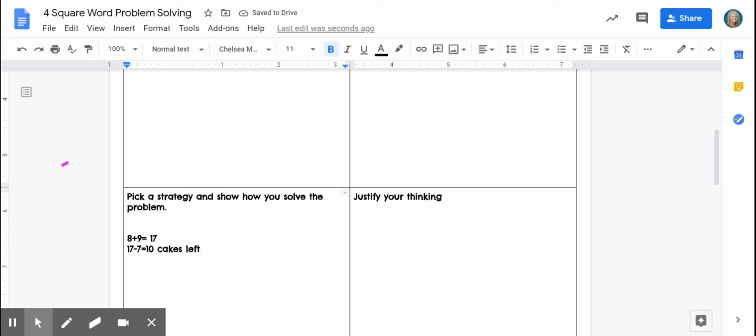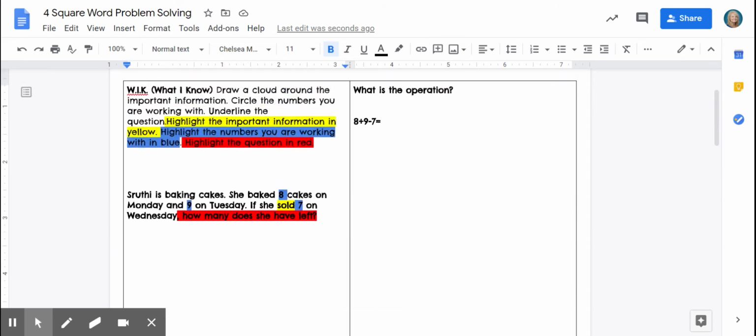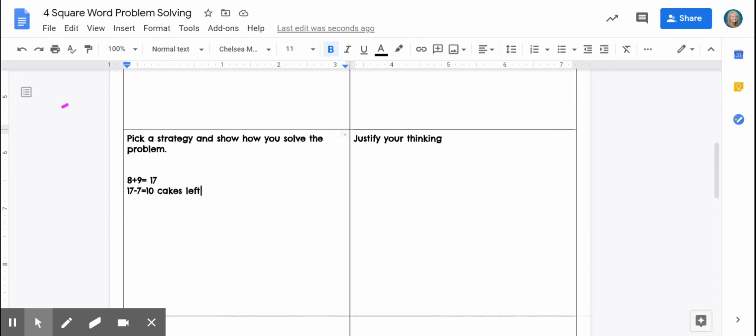Okay. And then over here, it says justify your thinking. So I think about the operation. Am I adding or subtracting? Operation means are you adding or subtracting? I solve my problem down here. And then here it says justify your thinking. I have to prove why I did that. Okay, what was my thinking on that? So I'm going to write a sentence there telling what my thinking was.